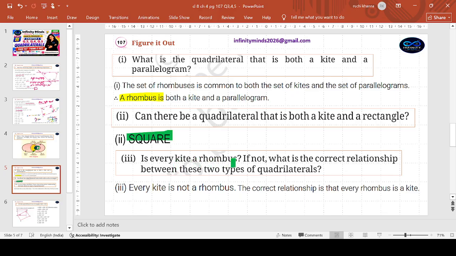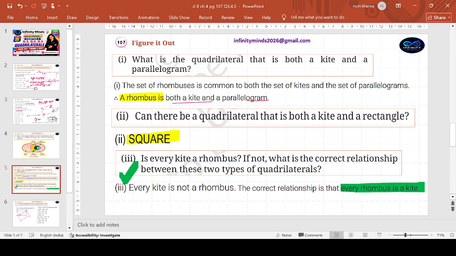Next, is every kite a rhombus, or what is the correct relationship between the two types of quadrilateral? At times I can say yes. This is quite an important conclusion, maybe one of the favorites of the teachers. The correct relationship is that every rhombus is a kite. Okay. So as we are saying, every rhombus is a kite. In the sense, as you can see here also, we are highlighting the rhombus as a kite. Rhombus is of course a parallelogram. It's a type of parallelogram.